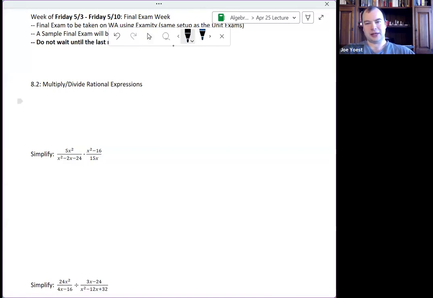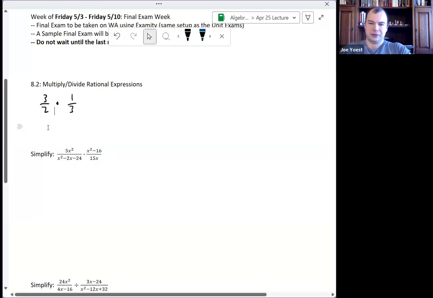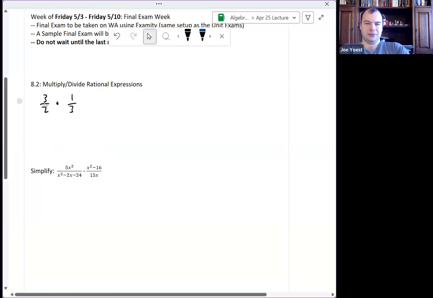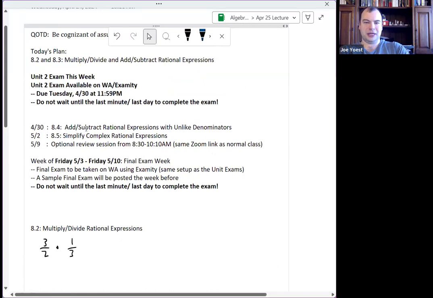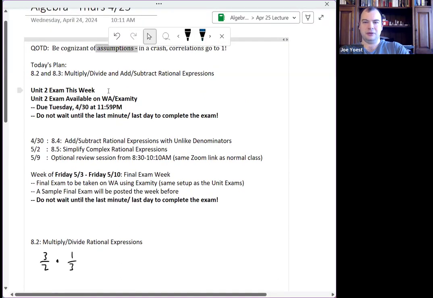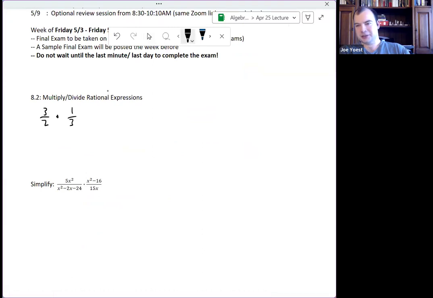So we could really just think of rational expressions like 3/2 or 1/3 or something like this. So if I want to multiply or divide rational expressions, first let's remember how to multiply or divide just regular fractions. So if I have something like 3/2 times 1/3, what is my rule? What is my kind of assumption in a sense? What's my rule for how I multiply fractions?